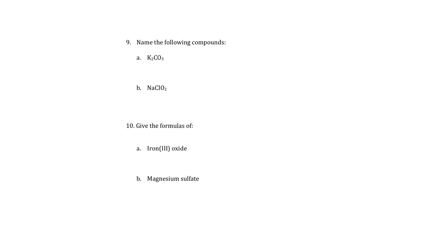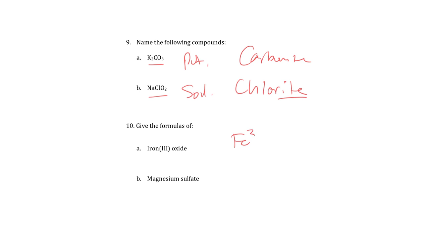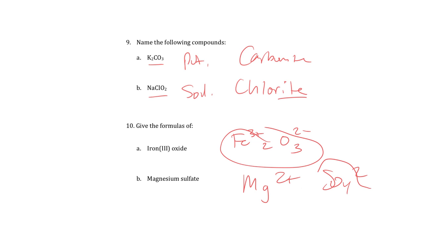Last question here is some naming. So this is potassium carbonate, sodium chlorite. That's one fewer than the 8. And then this would be Fe3 plus, O2 minus, so Fe2O3. And then magnesium sulfate, Mg2 plus, SO4 is a 2 minus, so MgSO4.